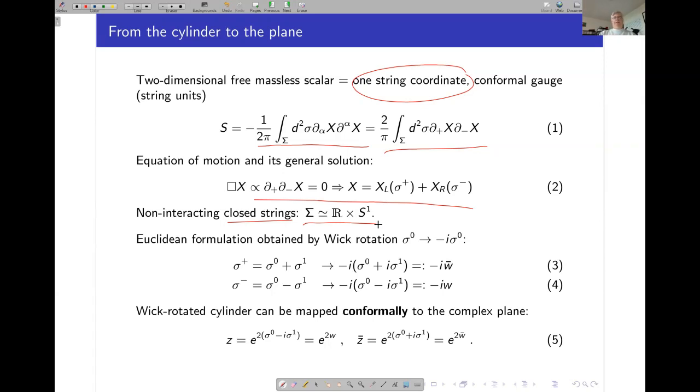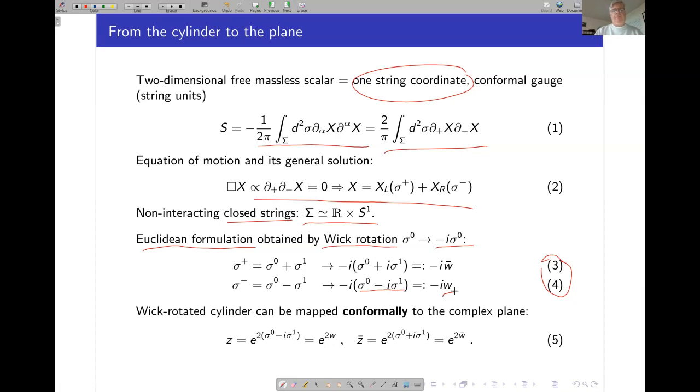Now, one element that we will bring in order to formulate conformal field theory is the Euclidean formulation of the theory, which means that we are now making a so-called Wick rotation, which replaces the worldsheet time by minus i times the worldsheet time. As you can see in formulas 3 and 4, what this does for the lightcone coordinates. And what I then do is I see that I can combine lightcone coordinates into a complex coordinate w, and this is a complex coordinate on the Wick rotated cylinder that I have.